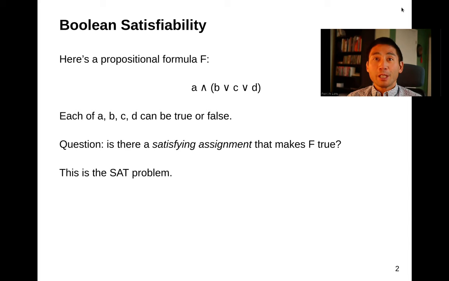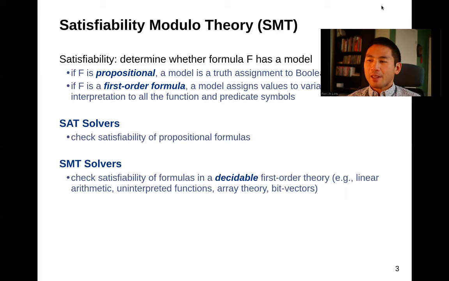Okay, so there's not just SAT, but what we're going to talk about here is satisfiability modulo theories. We've talked about propositional formulas, and a formula has a model if there's a truth assignment to Boolean variables. I said A equals true, B equals true, C don't care, D don't care. But we're going to generalize that, and we're going to talk about first order formulas. You have variables, and variables don't have to be Boolean. They can also be integers, for instance. And then we also have function and predicate symbols. We'll see what that means on the next slide.